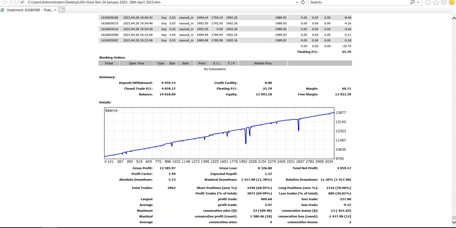So right now let's talk about JSH Gold Pot itself. This is what we made, around 4059.17, that is approximately 13.5%, or you can say 13.33%. And this is what the profit factor is. This is the expected payoff, and this is what the drawdown is.